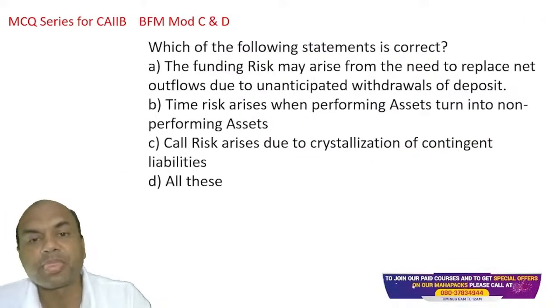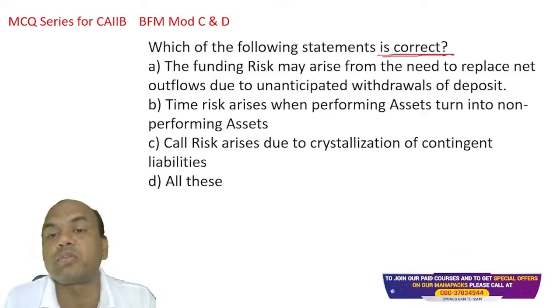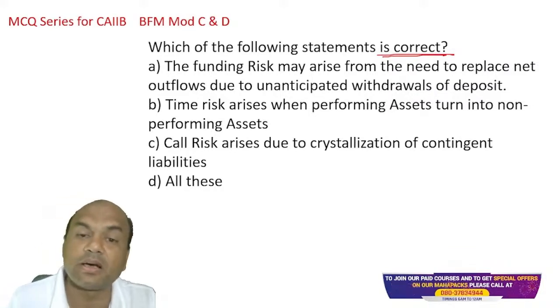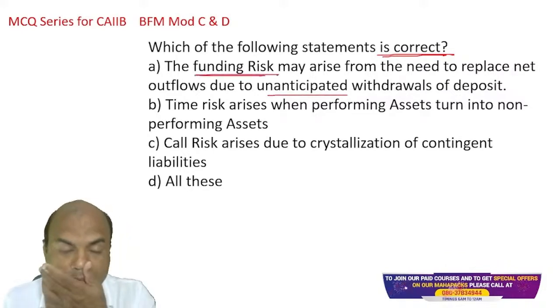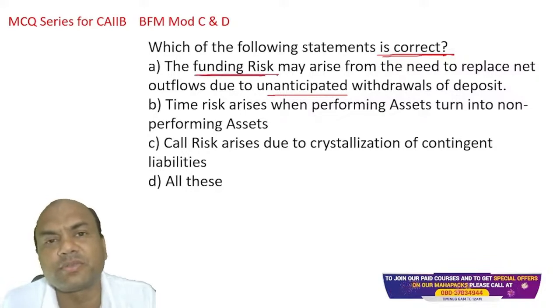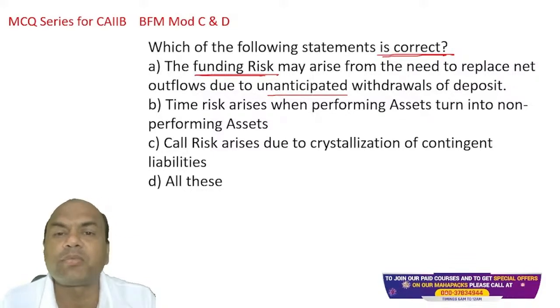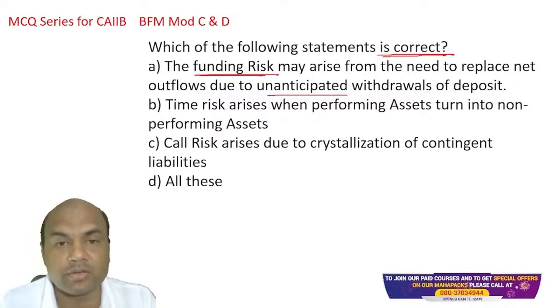Which of the following statements is correct? Always check the question. What do they want? Correct or not correct? The funding risk may arise from the need to replace the net outflows due to unanticipated withdrawals of deposit. Funding risk means I may not have the regular funds which are required for my regular payments. Why? Because of unanticipated withdrawals, when all the customers of the branch come for withdrawal of money. All of them. So that is unanticipated withdrawal.